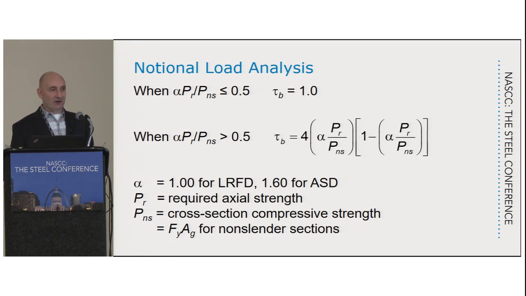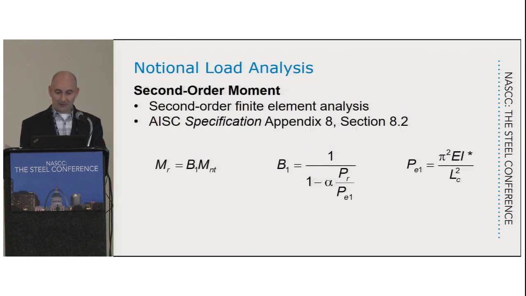And that's assuming that you have non-slender cross sections, which we would typically have in the types of structures I do anyway. If you have slender cross sections, then you have to account for local buckling in that P sub NS, but we won't go there. So a lot of times, being that that's the squash load, you're going to be in this range and end up with tau B equals 1. Otherwise, you'll use this equation, which we've already discussed the variables in. It's fairly easy to apply.